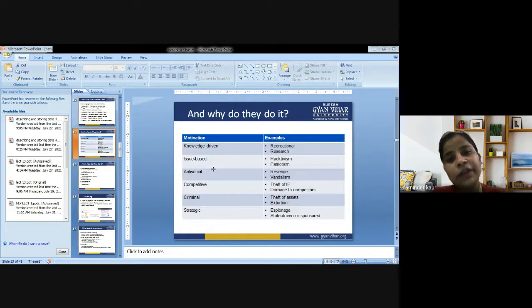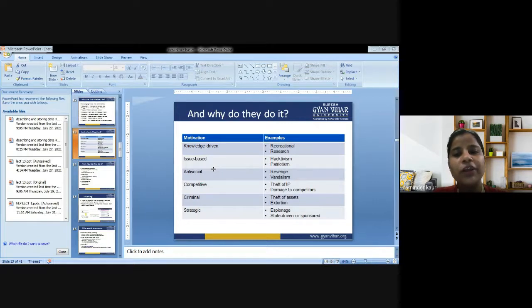And why do they do it? Motivation. There are certain examples that are given for the same. Knowledge driven, recreational, research. It is a hobby or it could be related to research. So that is concerned with knowledge. Next is issue based, hacktivism, patriotism. Next is antisocial, revenge, destruction. Next is competitive, theft of IP, damage to competitors. Criminal, theft of assets or extortion.